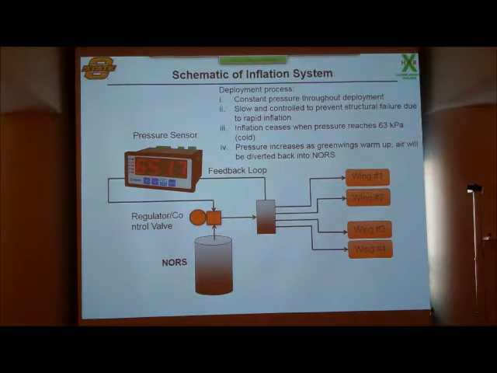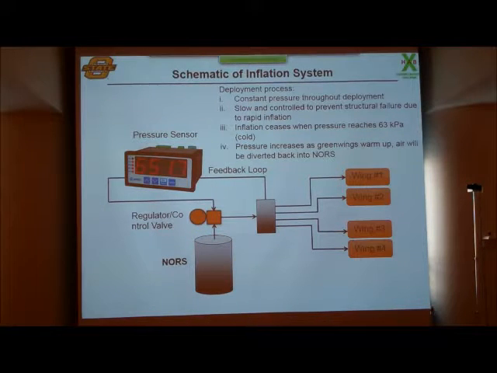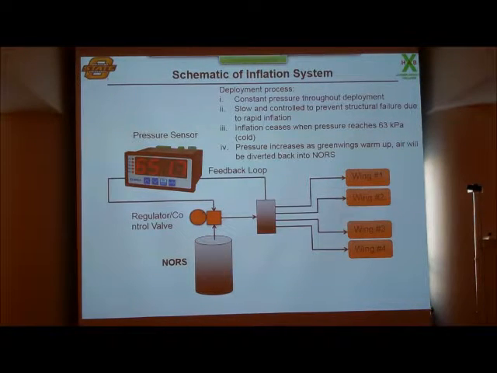All right, this is our deployment process. Just a quick diagram on the screen. We'll give you a breakdown of what's going to happen. We're looking for constant pressure throughout the deployment. We want to keep everything pretty even, reduce any damage that can occur there. We want it to be slow and controlled, to prevent structural failure due to rapid inflation.